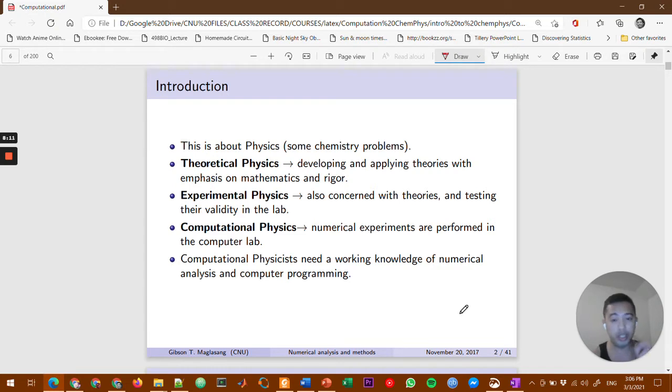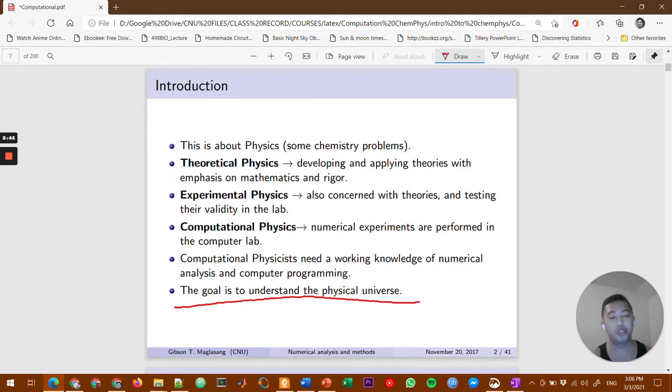So for computational physics, we need a working knowledge of numerical analysis. So there we will enter that course, so you will be introduced to numerical analysis, and yes, computer programming. We will use MATLAB because it is an easy language, and it is efficient at the same time, and there are many resources available. And all in all, bottom line, at the end of the day, the goal is to understand the physical universe, whatever it takes. Whatever tool you need, you need mathematics, you need to do experiments, or you need to use computers to simulate. The goal is to really make sense of natural phenomena or understand what's going on in the universe.